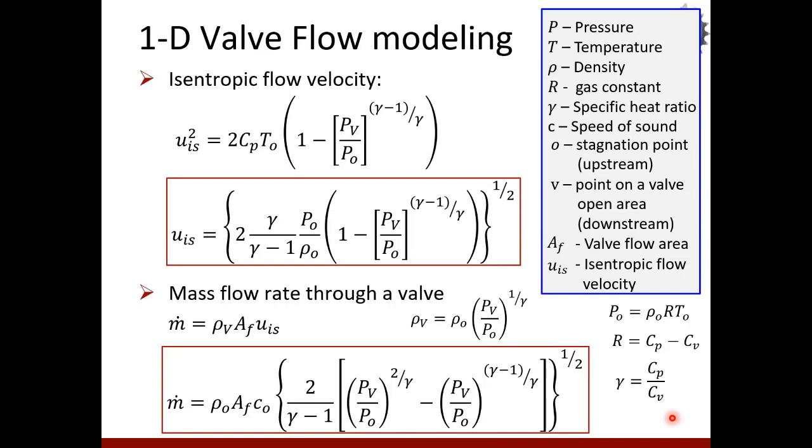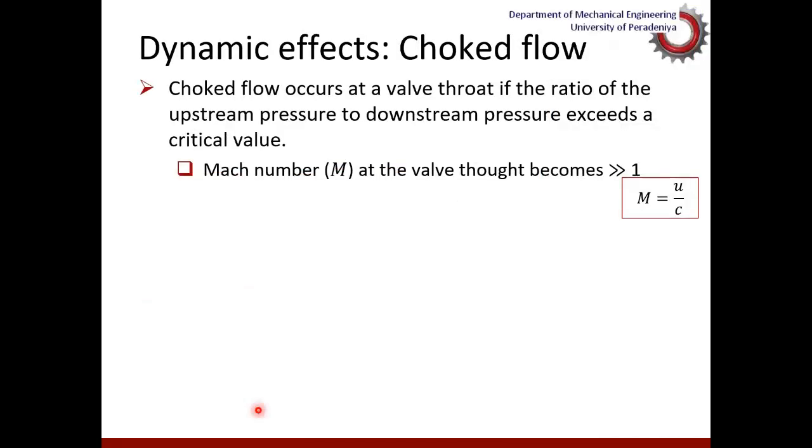If you know the speed of sound under stagnation condition, density at the stagnation condition, and the pressure at the stagnation condition, as well as the valve open area. The C naught is, of course, the square root of gamma R T naught.